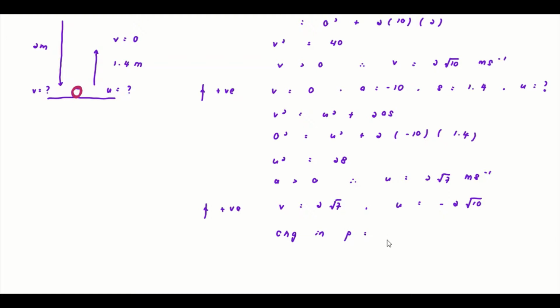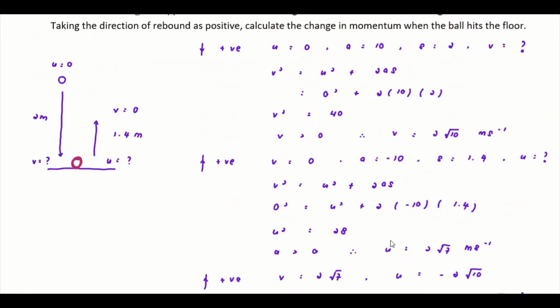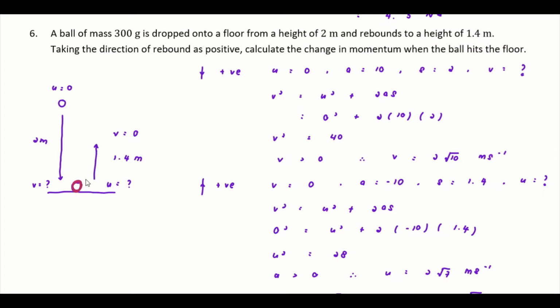Okay, so the mass is 0.3. Final velocity is 2 square root 7 minus of negative 2 square root 10. By solving this in your calculator, you will be able to get 3.48 Newton second in 3 significant figures. Alright, so I hope that you can understand this question. So basically, we are interested to know this point.